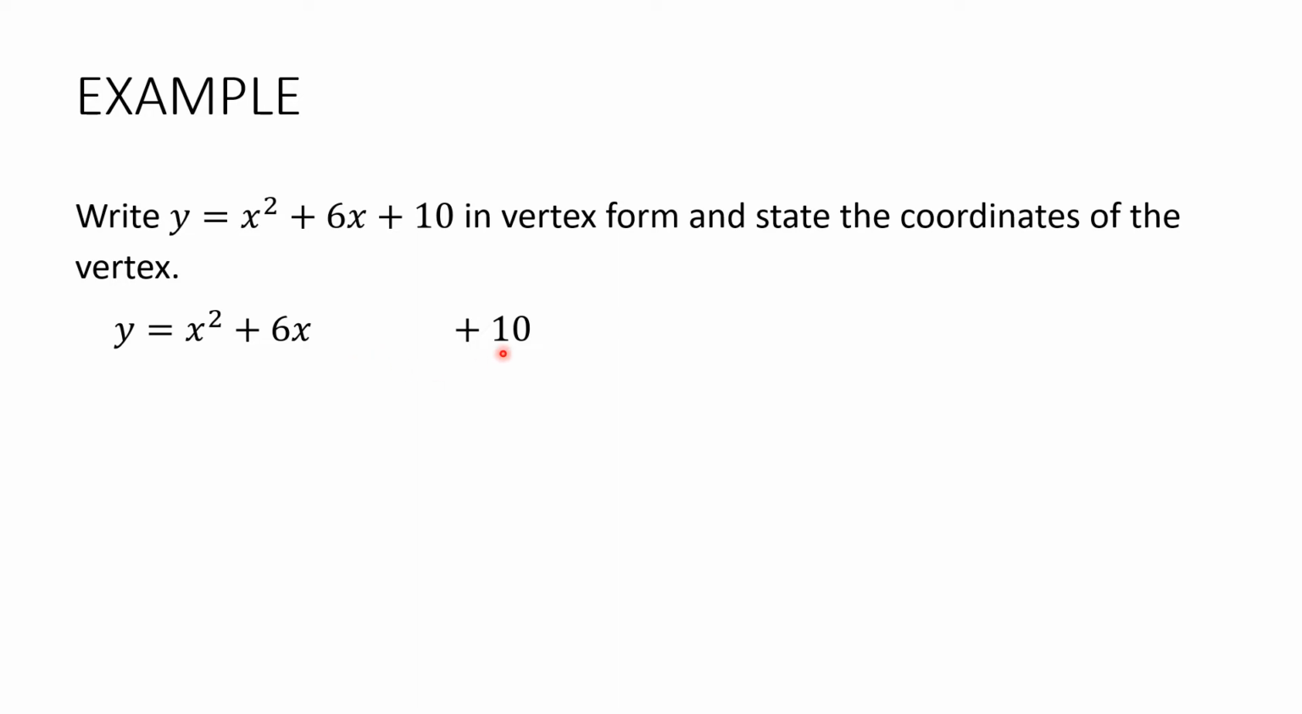Now you can borrow a 9 from the 10, or we can go plus 9 minus 9. Whichever way, it doesn't matter. Complete the square, we get x plus 3 all squared plus 1. And so our vertex is what makes 0 here, negative 3, and the constant term at the end, plus 1.